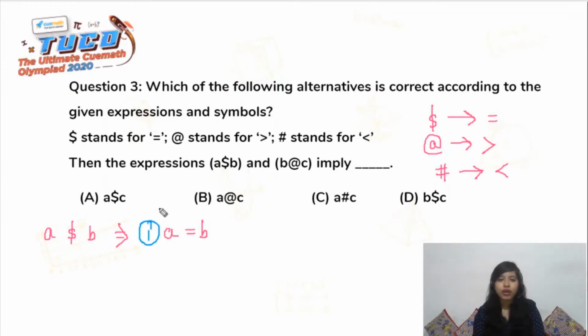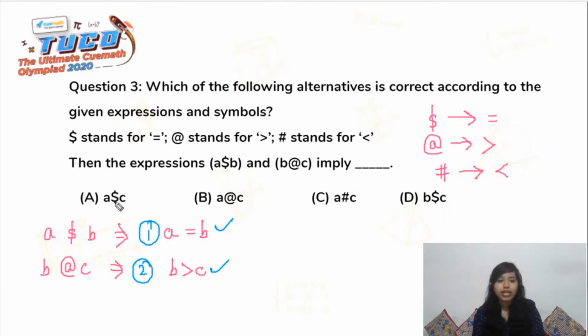Coming to the second one, that is B@C. If I have to come to my second conclusion, replace @ with the respective symbol, that's nothing but greater than. So I can say B is greater than C, right? So this is my conclusion 2. Now based on this first conclusion and second conclusion, which of the following options are correct?